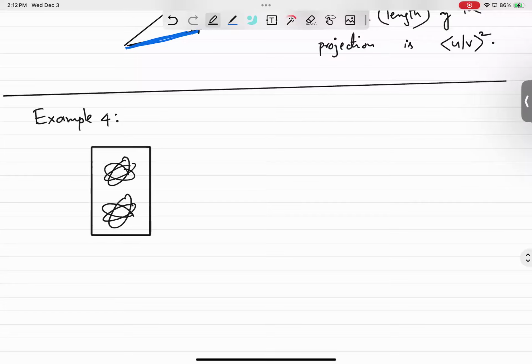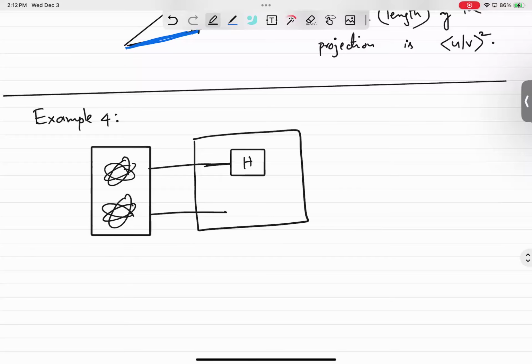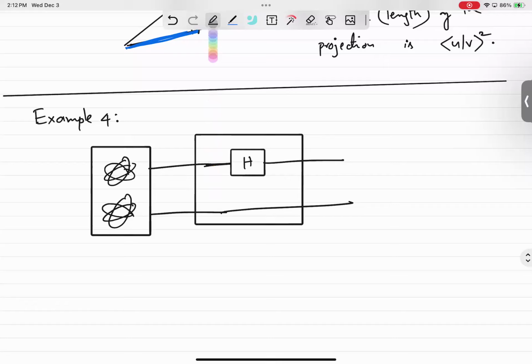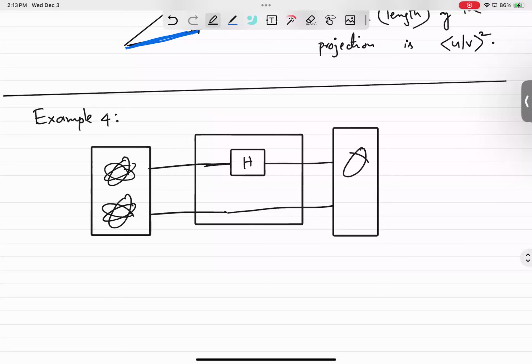So it has 2 qubits, 2 photons, and the circuit just takes the first qubit, passes it through the Hadamard gate, and that's it. Okay? The second qubit is not being touched. And you get 2 other photons, right? So this is a circuit, and you might wonder, okay, what is this circuit doing?